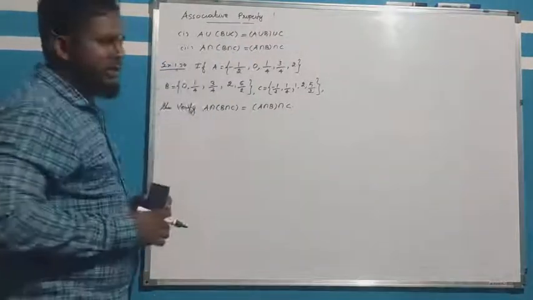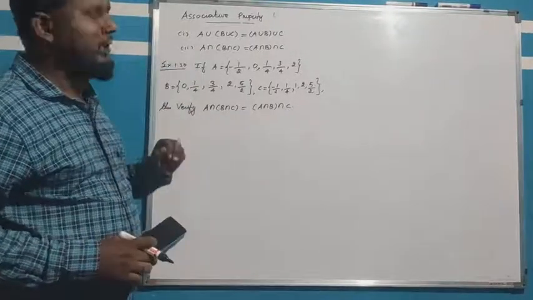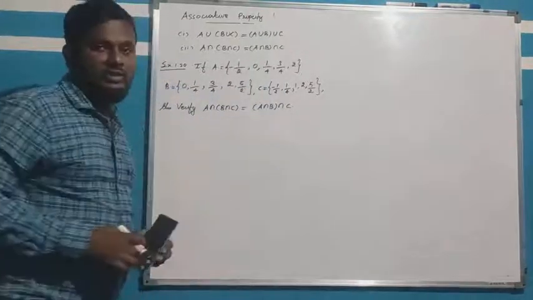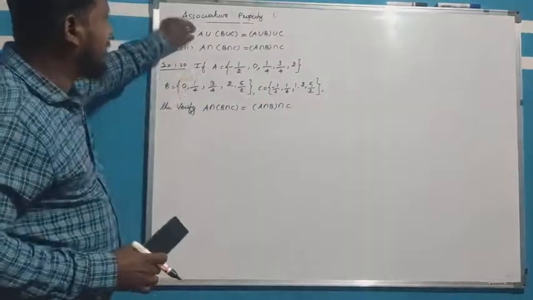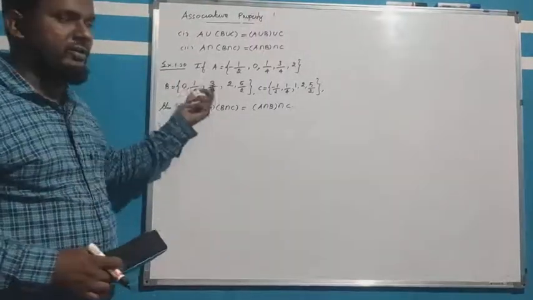Next, the associative property of intersection: A intersection (B intersection C) is equal to (A intersection B) intersection C. So there is the associative property of union and the associative property of intersection. In these two ways we can find various sums.